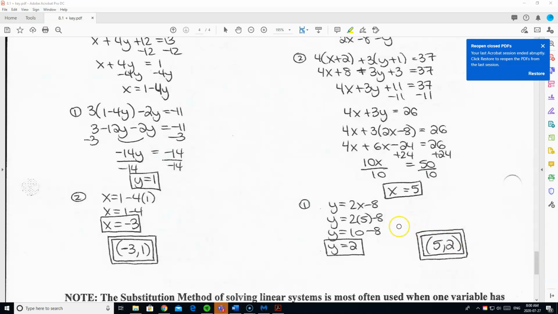Okay. All right, so take a look at the notes, take a look at the homework, and then when you're done, move on to 8.2, which is solving linear systems algebraically by elimination.